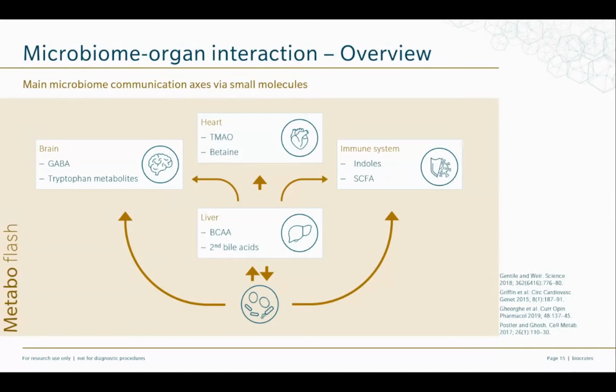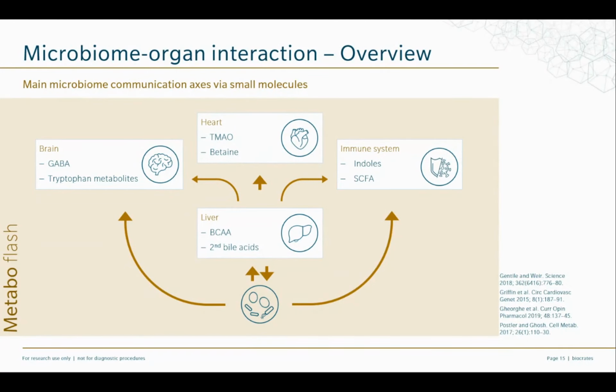So now we know that many of the metabolites produced by the gut microbiome are shed to the bloodstream. But what is their role? In fact, the gut bacteria use these metabolites also for the communication with distant organs. The main communication channels are the gut-liver, the gut-heart, the gut-brain, and the gut-immune axis.